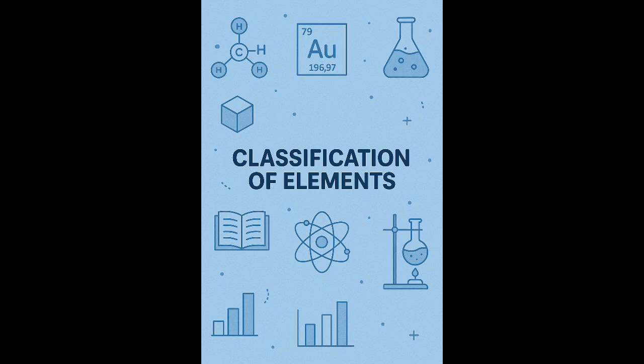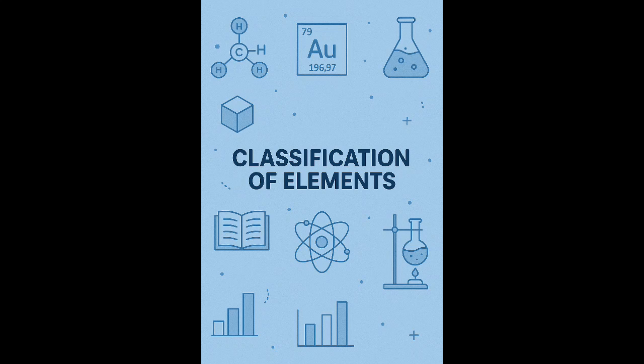Now let's break down the elements. Metals are located on the left side of the table. These are good conductors, shiny, malleable, and generally form positive ions by losing electrons. Nonmetals are found on the right side. They are bad conductors, brittle, and form negative ions by gaining electrons. Metalloids, elements like boron, silicon, and arsenic, show properties of both metals and nonmetals and lie along a zigzag line in the periodic table.